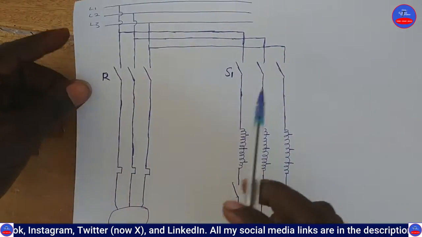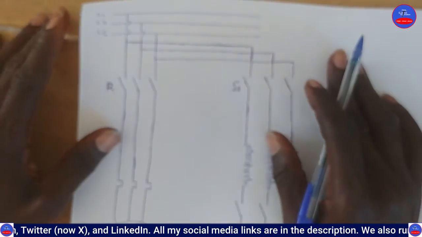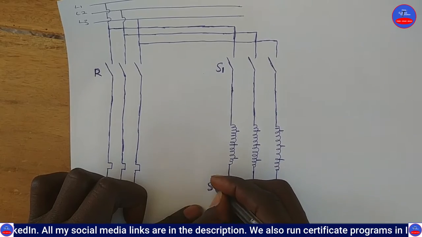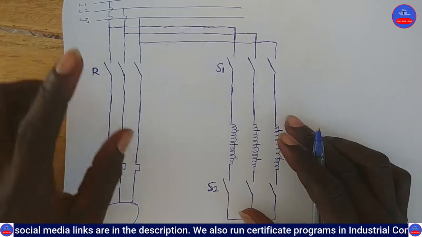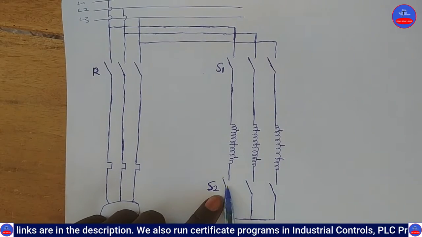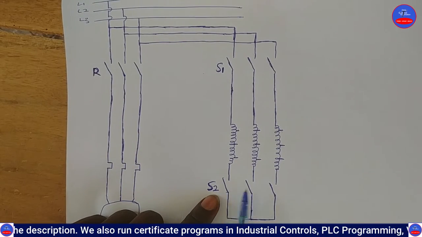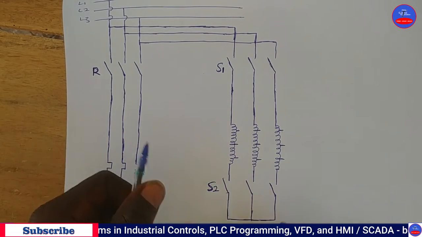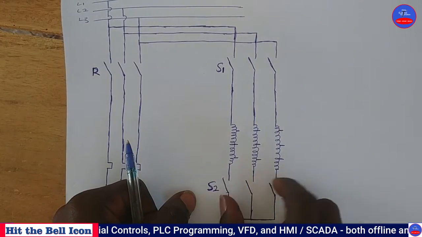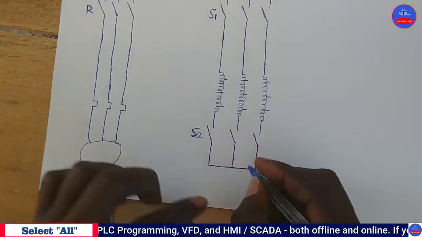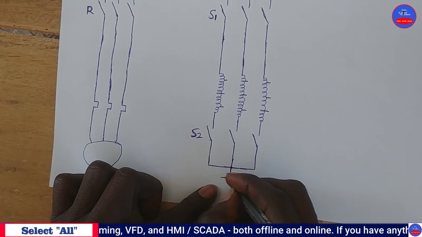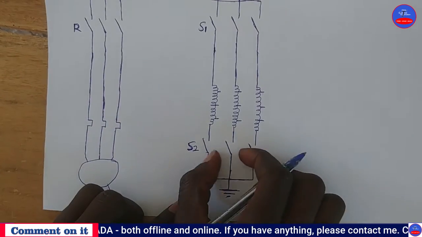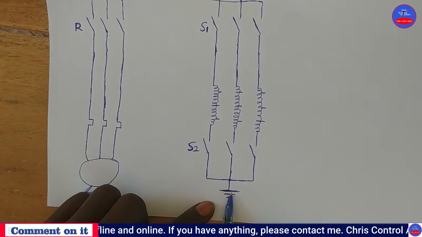When we start the autotransformer starter, the moment you press the start push button, this is S2. The moment you press the start push button, this star contactor will close and join these windings together, making a star point or neutral point.